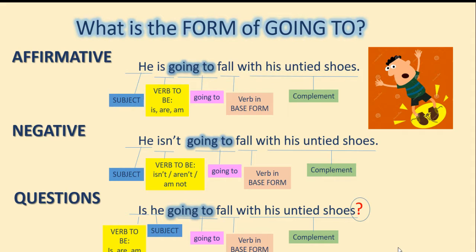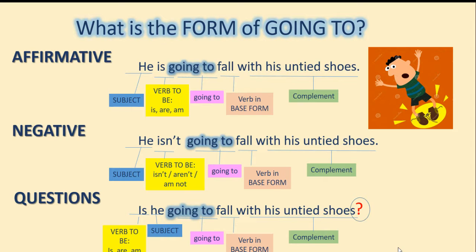For questions, here we have the difference of the position of the order, okay? We only change the position of the verb to be and the subject. So first we start with the verb to be, is, are, am, and then we have the subject. The rest of the sentence keeps the same form as the other ones. The only difference is at the end that we have the question mark. Okay, don't forget our best friend, the question mark.